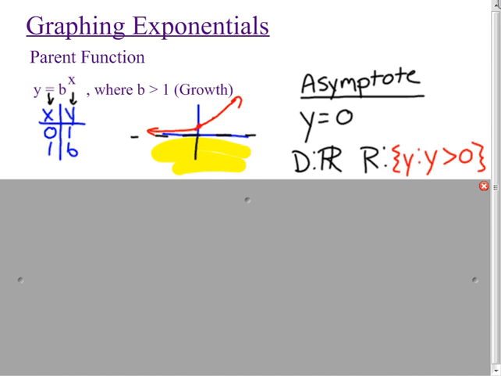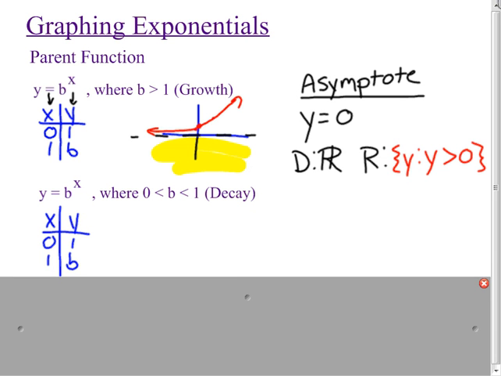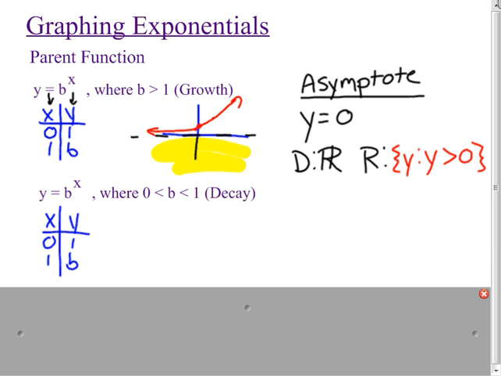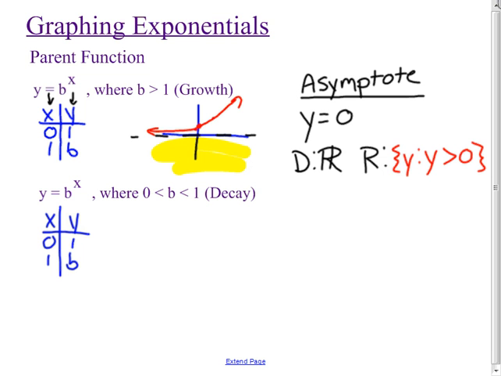Now, if my b value is greater than 0 but less than 1, this is going to be a decay feature. So again, in this case, b is greater than 0 but less than 1. So I have that point, 0, 1. So my next b value has to be between there. So for instance, a half. So it'd be 1, 1/2, or a fourth, or a third, or 0.1, a tenth, whatever it is. So at 1, it's going to be below that value, which is why it's a decay.